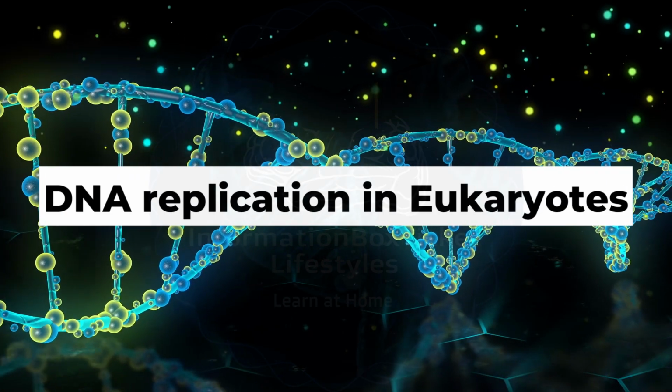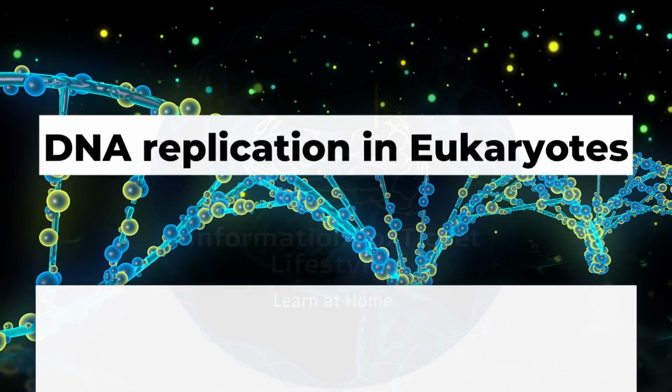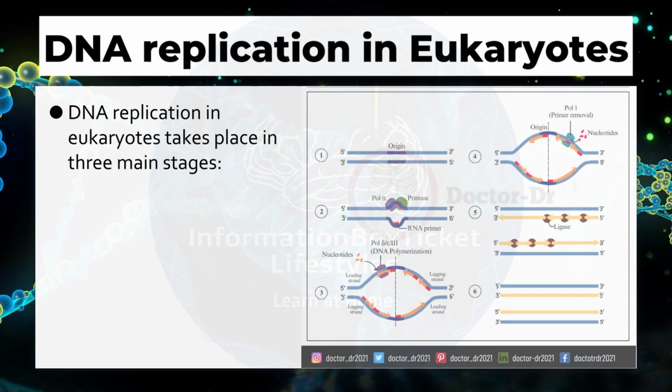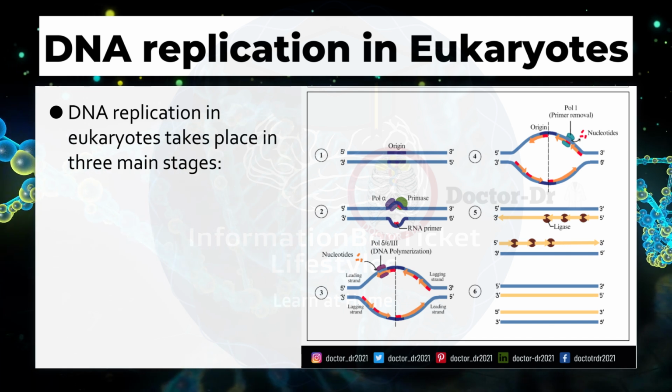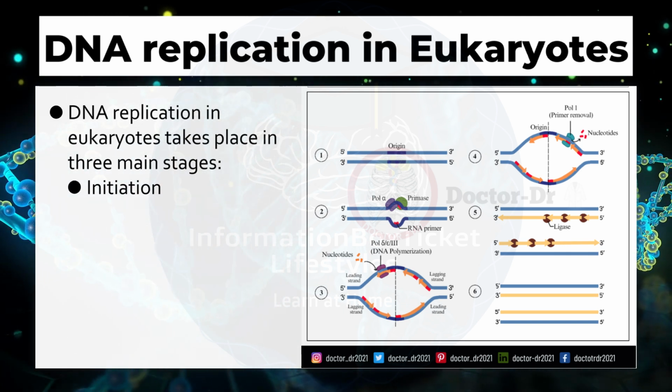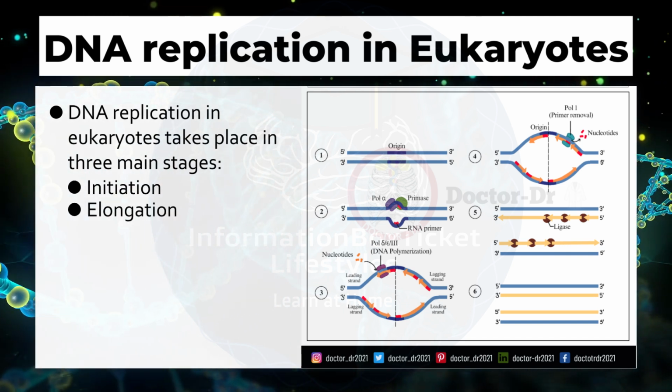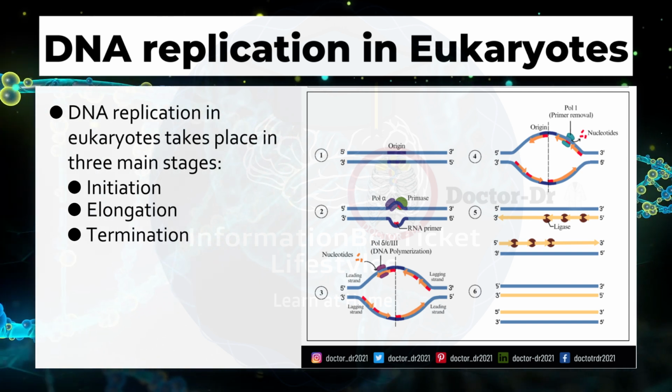DNA replication in eukaryotes. DNA replication in eukaryotes takes place in three main stages. First, initiation. Second, elongation. Third, termination.